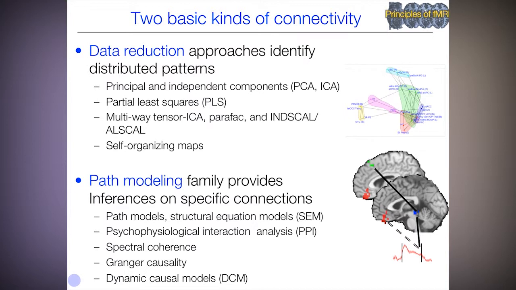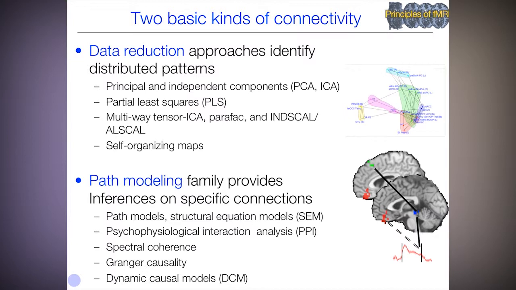Multi-way algorithms extend beyond 2 dimensions. These include things like tensor ICA and PARAFAC and factor analysis, and INDSCAL and individual differences multidimensional scaling. And finally, other techniques in the computational literature like self-organizing maps. Often graph theoretic approaches are applied to these maps in order to characterize the whole network properties, and that's increasingly popular now. The second family is the path modeling family.